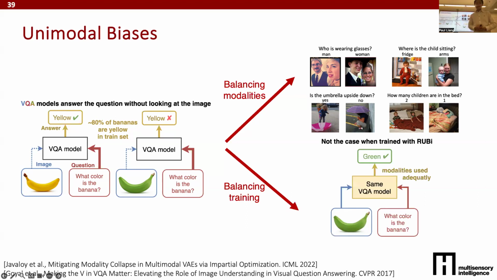So that's one way of balancing the data, and there are also ways of balancing the training. There are additional training objectives that you can add in to make sure that the gradient flows to both the modalities, right? Because this error occurs when the gradient only flows to one side, the language, and doesn't flow to the vision side.